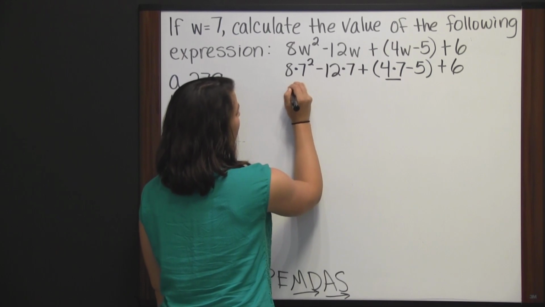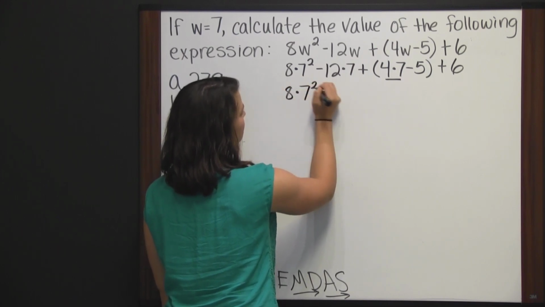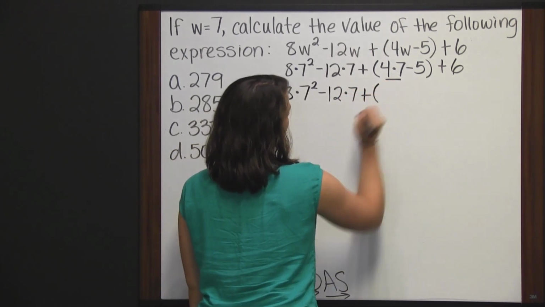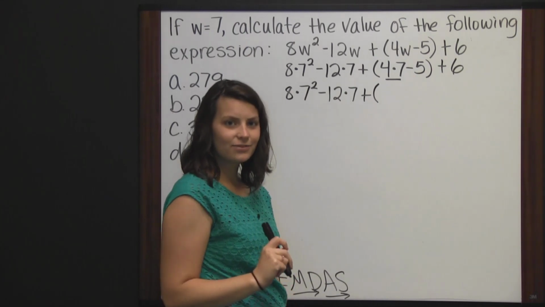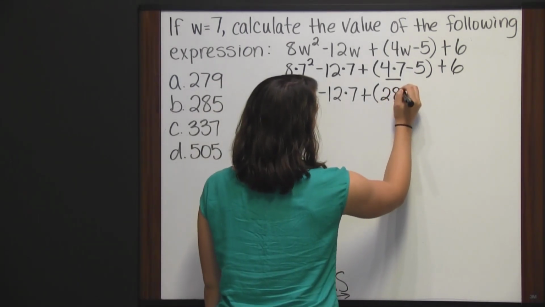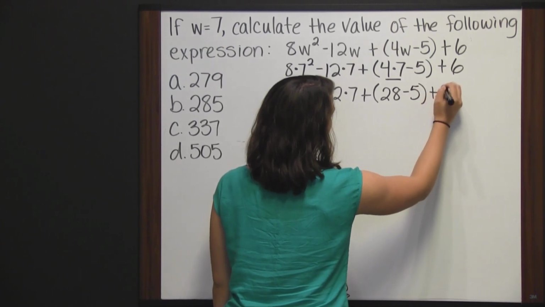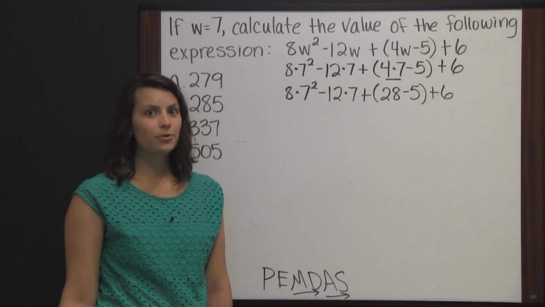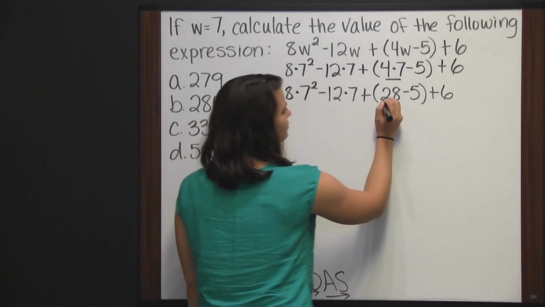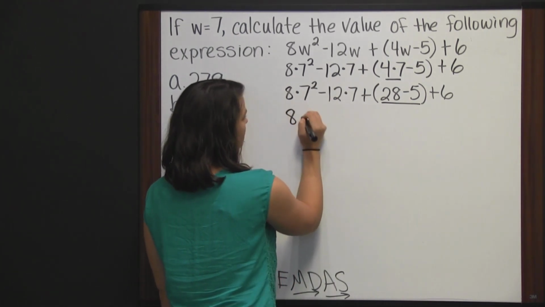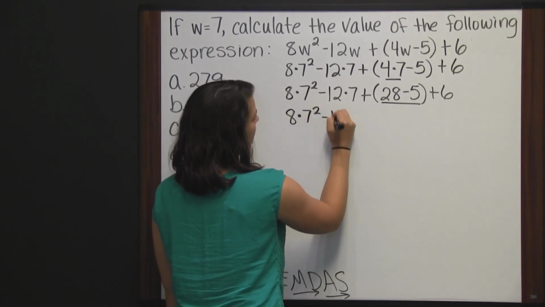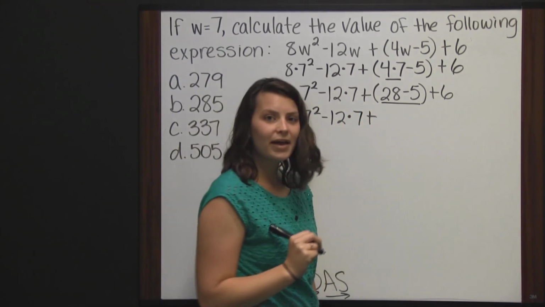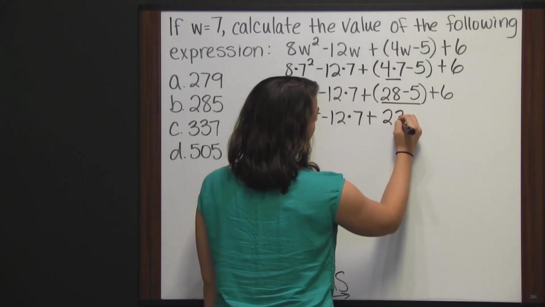So you'll just copy everything else. The 8 times 7 squared minus 12 times 7 plus, bring down the parentheses. Finally, we get to 4 times 7, 28, minus 5, and bring down the plus 6. So we haven't finished simplifying what's in our parentheses, and that's what we'll do now. 28 minus 5. So bring down the 8 times 7 squared minus 12 times 7 plus 28 minus 5 is 23 plus 6.